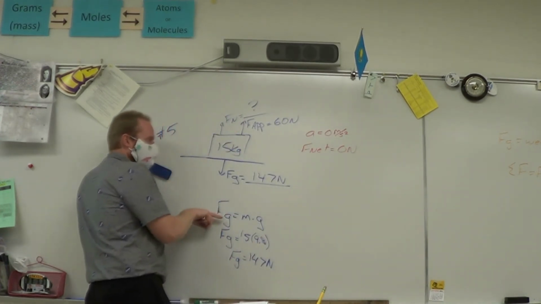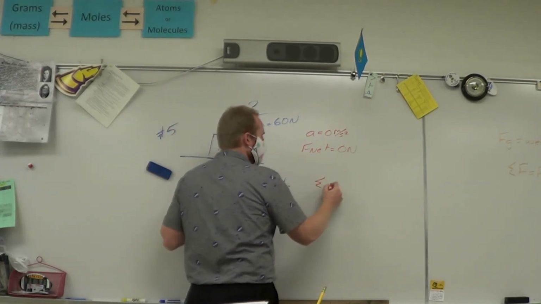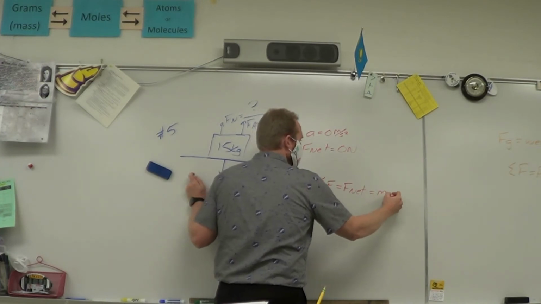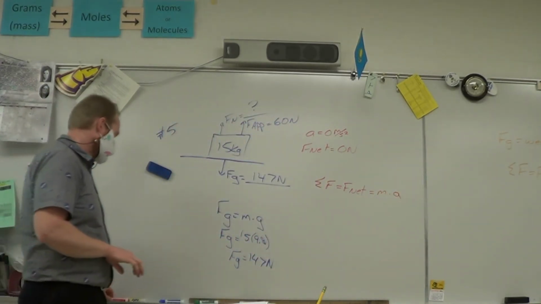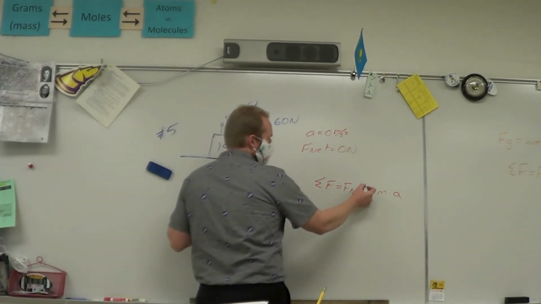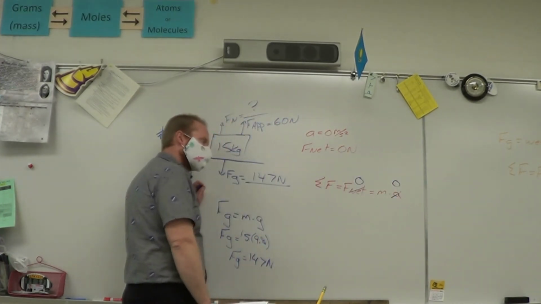If it doesn't have its own special equation, then we have to use Newton's second law. Newton's second law says the sum of all my forces is equal to F net, which is equal to mass times the acceleration of that object. And we said my F net was 0, or you could say we said our acceleration is 0.